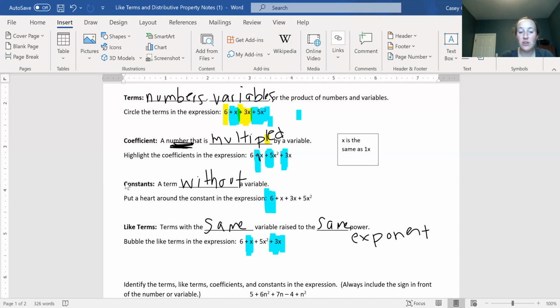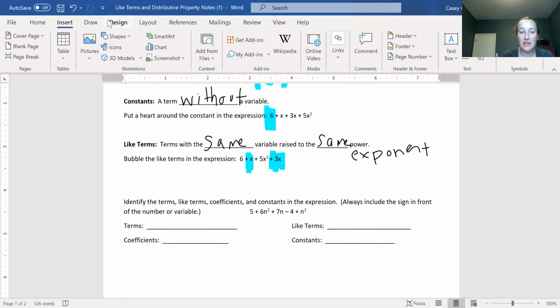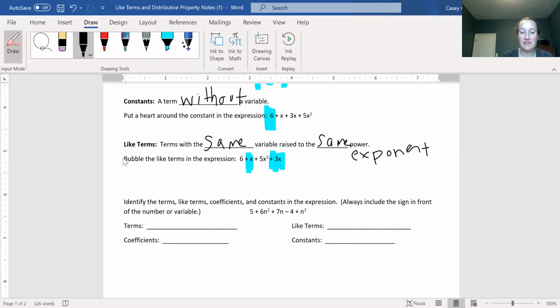Now that you've seen all the vocab words, I want you to try it. There are 4 questions that I want you to answer. New example, what are the terms, the like terms, the coefficients, and the constants in this expression? Go ahead, pause the video, you guys try it, then we'll come back and we'll check. All right, let's see how we did.